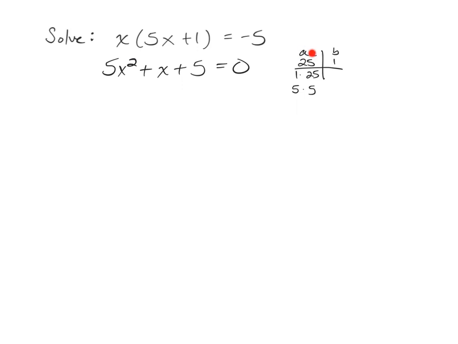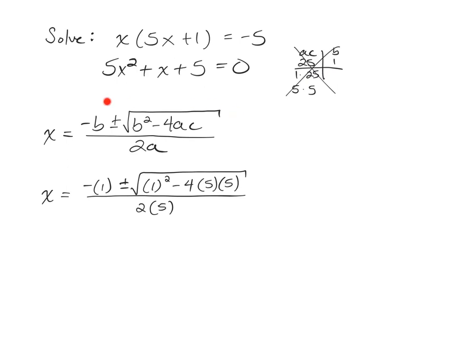Again, since AC is positive, both factors will have the sign of B. 1 plus 25 is 26, not 1. 5 plus 5 is 10, not 1. So this will not factor. So let me get the quadratic formula written here with the numbers filled in.